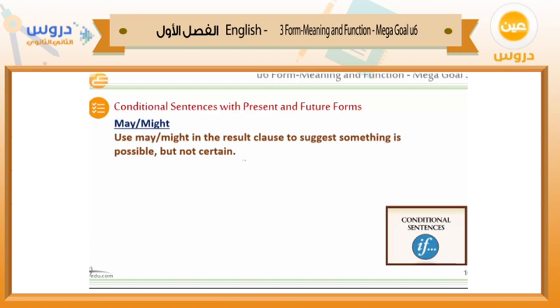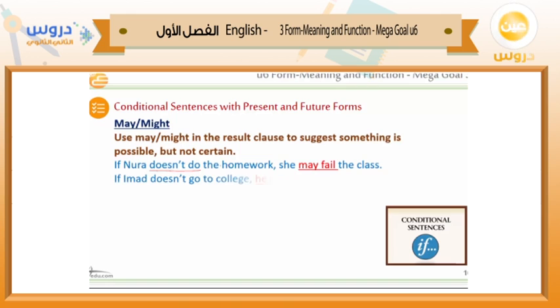May, might. Use may, might in the result clause to suggest something is possible but not certain. If you think that something is possible but you are not certain, you can use may and might in the result clause. So if Noura doesn't do, this is simple present, the homework, she may fail the class. If Imad doesn't go to college, he might not get a good job.